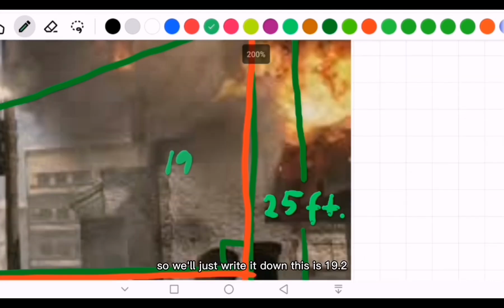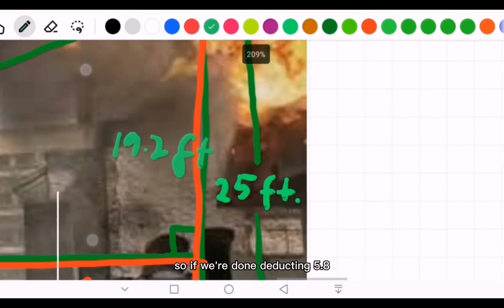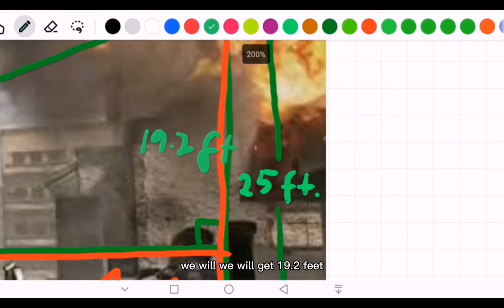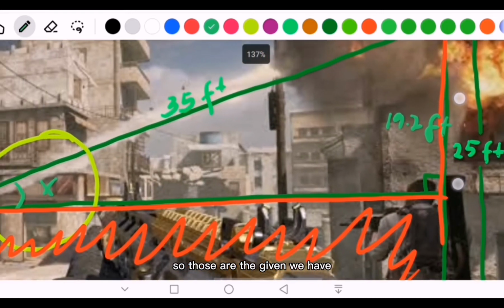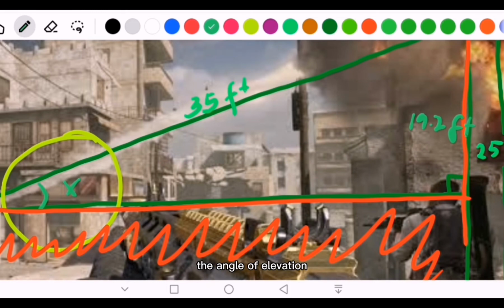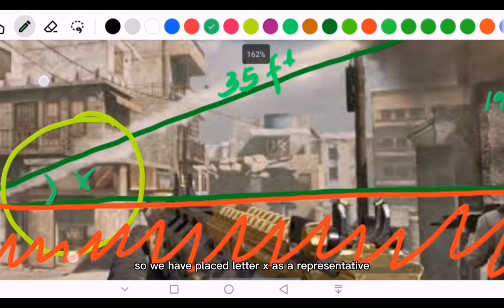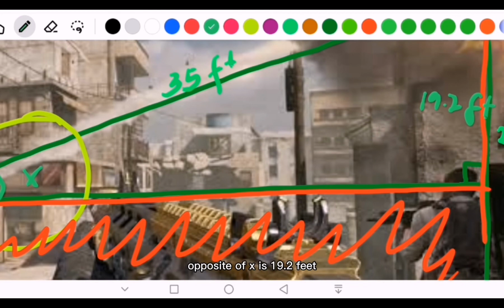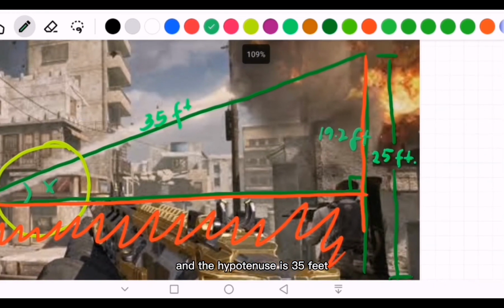So we'll just write it down. Once we're done deducting 5.8, we get 19.2 feet. So those are the given. We have the angle of elevation, which is the unknown, so we place the letter X as a representative for the unknown. The opposite side of X is 19.2 feet and the hypotenuse is 35 feet.